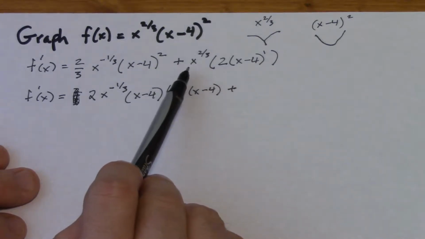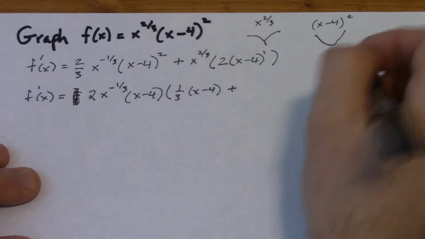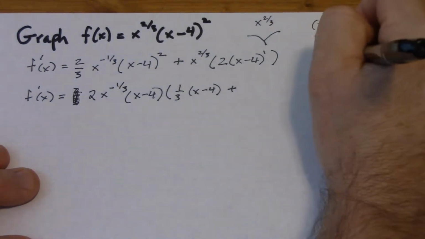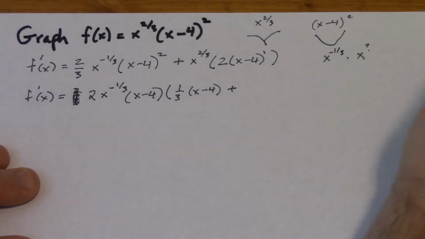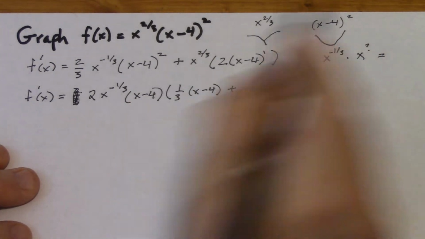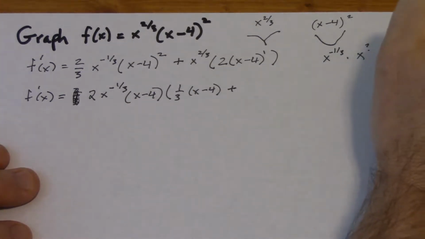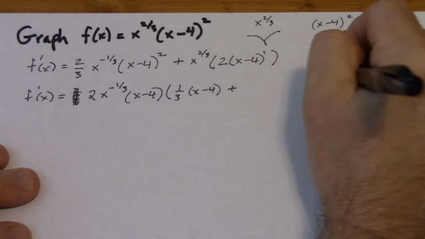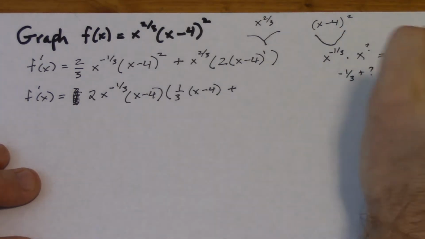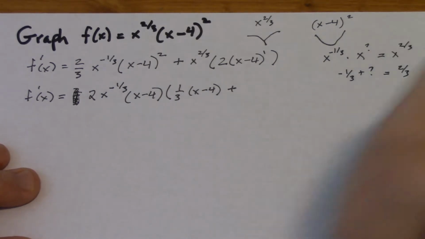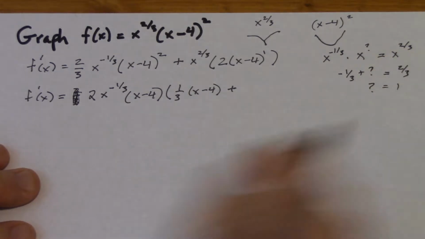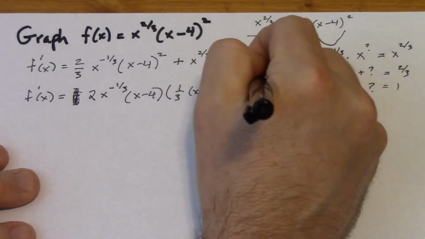What do we get when we factor an x to the negative 1/3 out? And here's how we can sort of think about that. You would have x to the negative 1/3 times x to the, I'm not sure, that's what's going to be left over. And if you multiplied it back out, you should get x to the 2/3. So that means, exponent-wise, negative 1/3 plus my question mark is going to equal 2/3. And some simple math there will tell you that the question mark has to be 1. So we're left with just x.